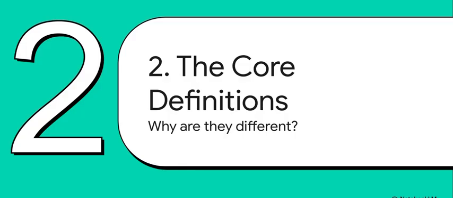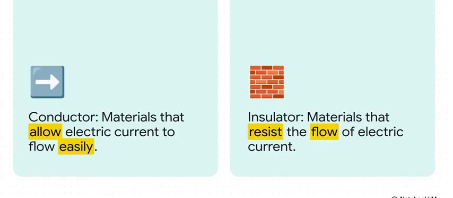But just saying go and stop is kind of the simple version. That's just the start. If we want to see what's really going on, we need to dig a little deeper and look at their core definitions. All right, so here are the more, let's say, official definitions. A conductor is a material that allows electric current to flow easily through it. An insulator does the opposite. It resists the flow of that current. So you see, it really all comes down to that one key difference, allowing versus resisting.